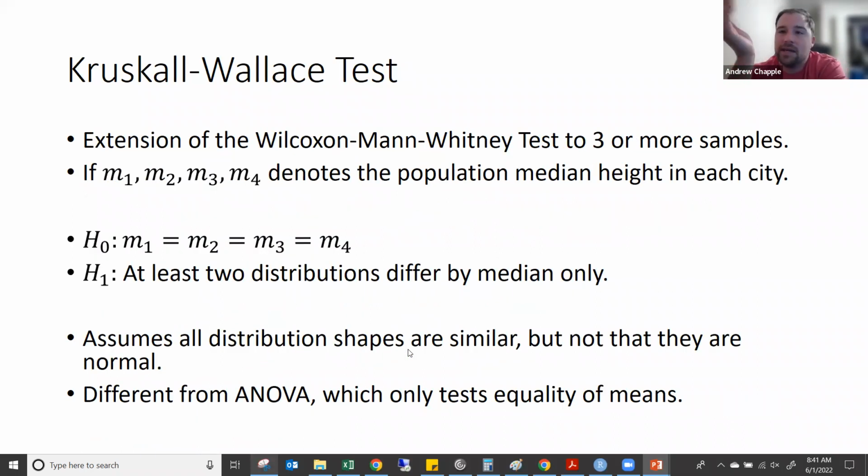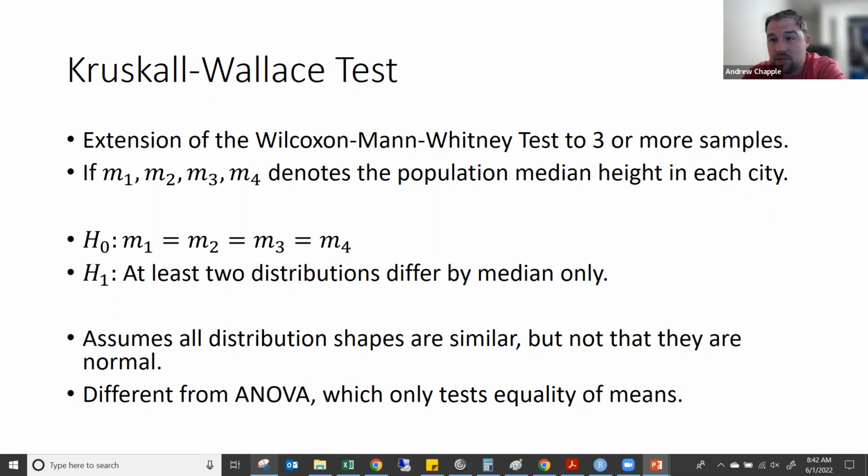A Kruskal-Wallis test is pretty much exactly like an ANOVA. The only difference is it's a non-parametric test, so this is better with small sample sizes. It's an extension of the Wilcoxon-Mann-Whitney test to 3 or more samples. We talked about the Wilcoxon rank sum test last time with 2 samples. This is just extending that to 3 or more. Here, the null is that, instead of the means being the same, the medians are all the same. And the alternative hypothesis is that at least one of the medians differs.